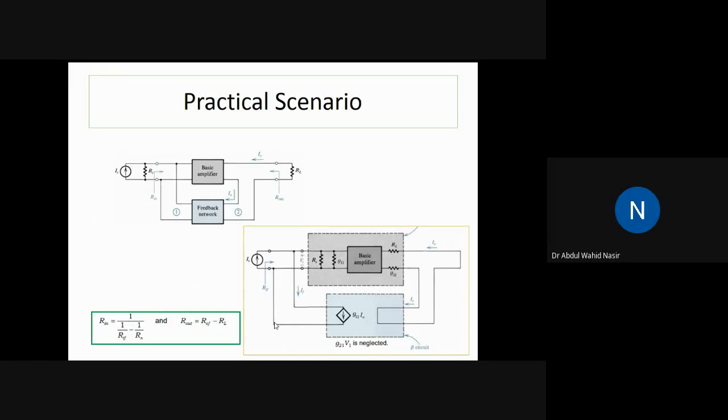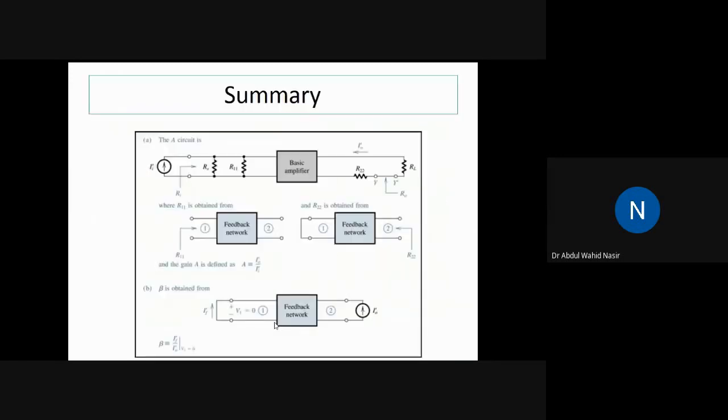So these are the values you should be knowing and remembering. So this is the summary for this current amplifier. Here I have to know the method to find R11 and R12, and then you can find A again.